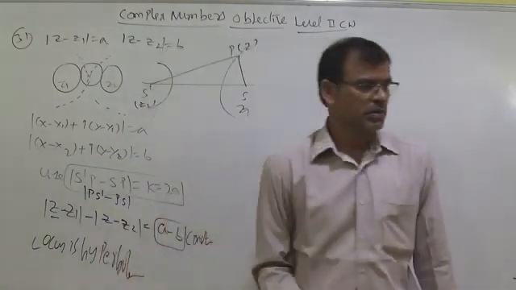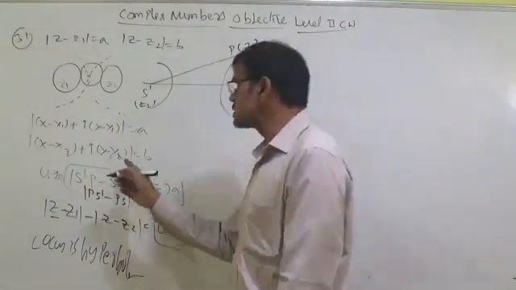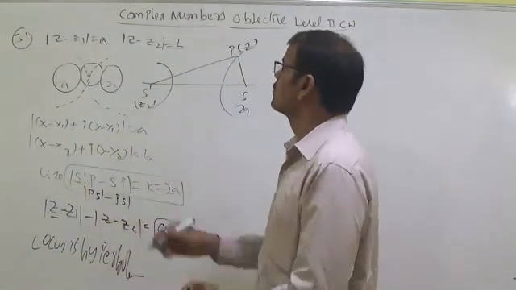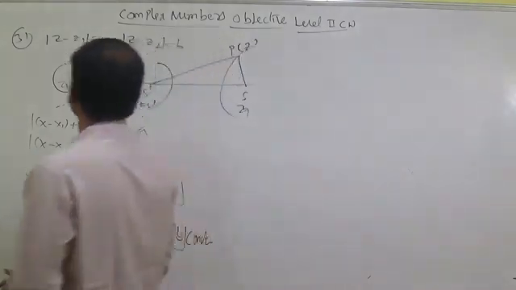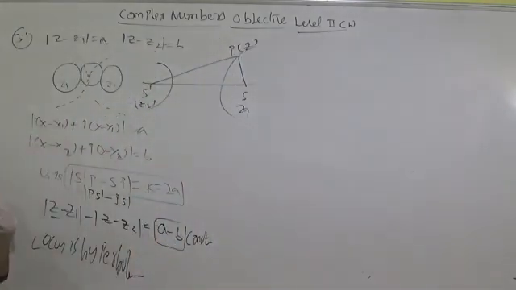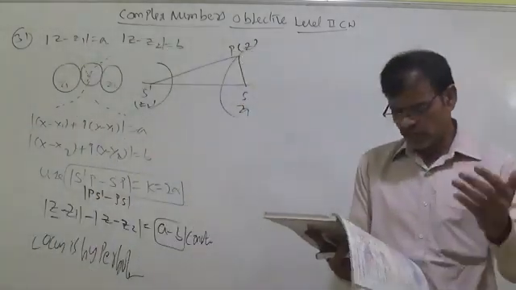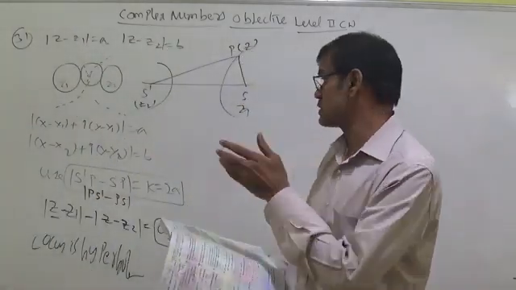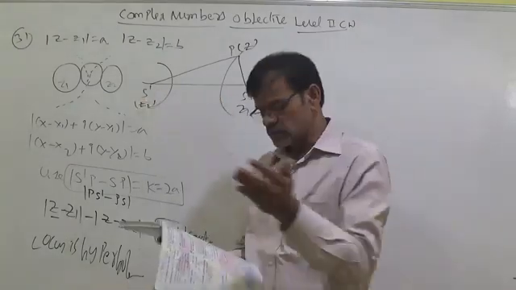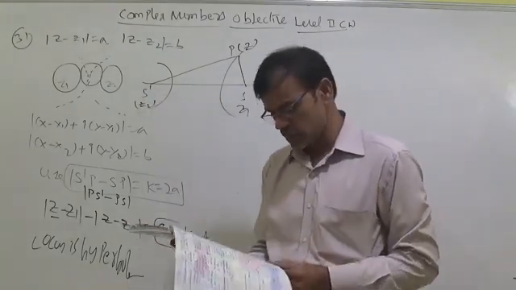The locus is a hyperbola. If the plus is there, modulus of Z minus Z1 plus modulus of Z minus Z2, it is an ellipse as well. Whenever it touches externally, the locus is a hyperbola, like this, outside. When it touches internally, it is an ellipse.